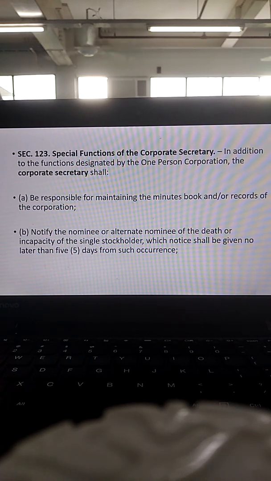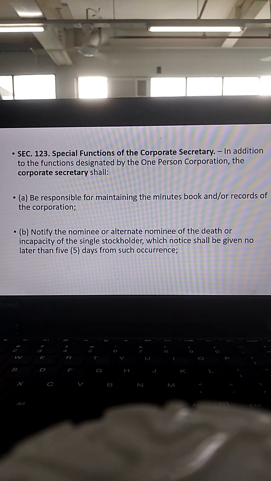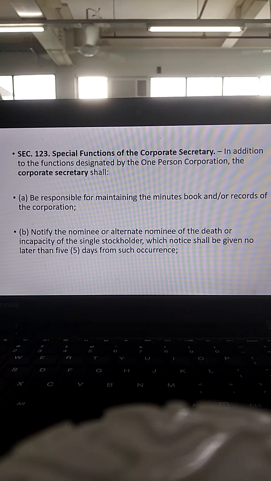Okay? Now, special functions of the corporate secretary. Ito po yung mga trabaho ng isang secretary. Of course, he is responsible for maintaining the minutes book and or records of the corporation. Okay? And also, it is his or her responsibility to notify the nominee or alternate nominee of the death or incapacity of the single stockholder. Kawawa, no? So, if in case mamatay itong single stockholder, meron pong nominee or alternate nominee. So, he has that responsibility to notify. Now, the notice shall be given no later than 5 days from such occurrence. So, take note, no later than 5 days. Okay?